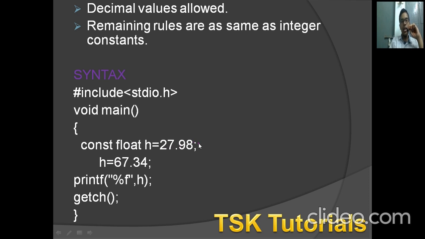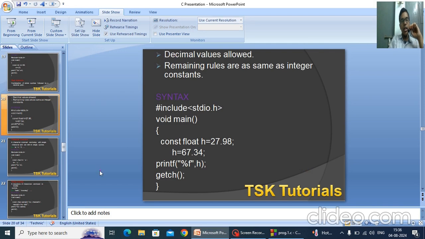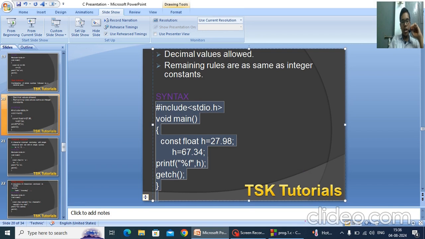I am giving a semicolon at the end, and I am trying to change the value to 67.34, semicolon. Then I am going to print the decimal value on my output screen. I want to bring the value stored in h to my output, so I have written h here, and semicolon, getch is the closing, and the brace. Now I'm going to check whether this code is correct or not.